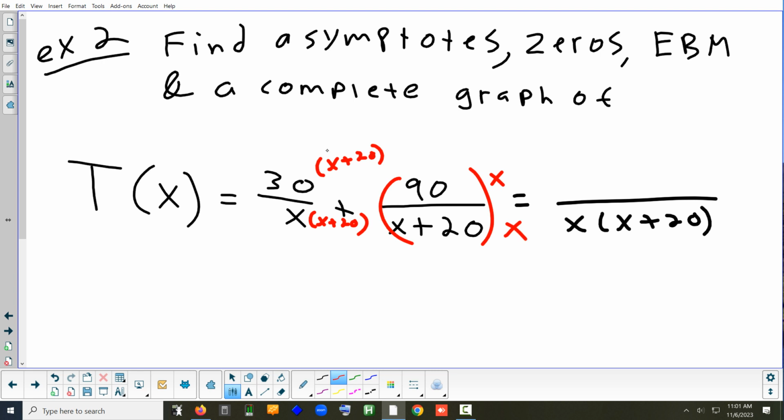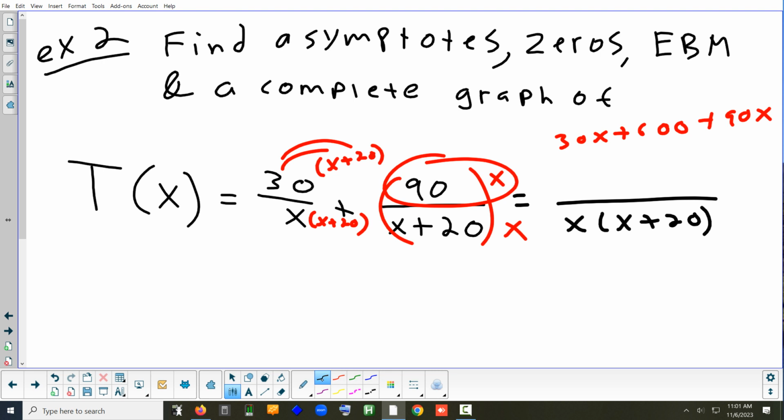So here we're going to end up with 30x plus 600. I'm going to put that up here because I'm going to have some like terms. So I get 30x plus 600, and then 90 times x is 90x. Okay, so what would my numerator be when I combine like terms? 120x plus 600. Yep.